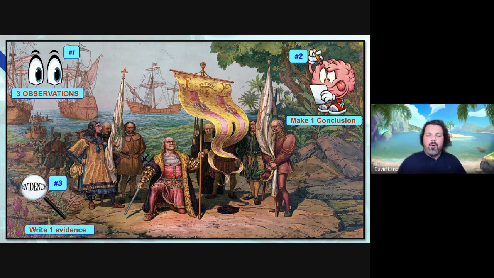For example, I see a gentleman holding a flag. That flag looks like it belongs to a country. So my conclusion is they are obviously trying to gain land. How do I know this? Because they're holding that flag and planting it. That's an example of a conclusion and evidence.